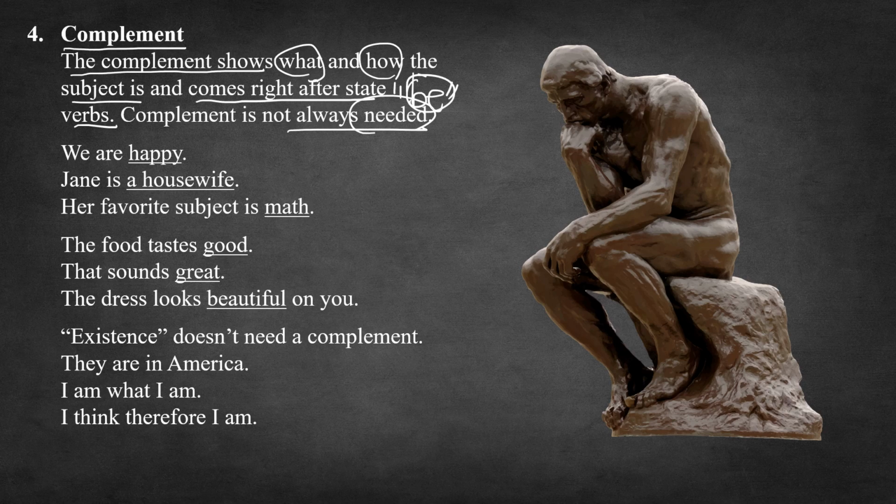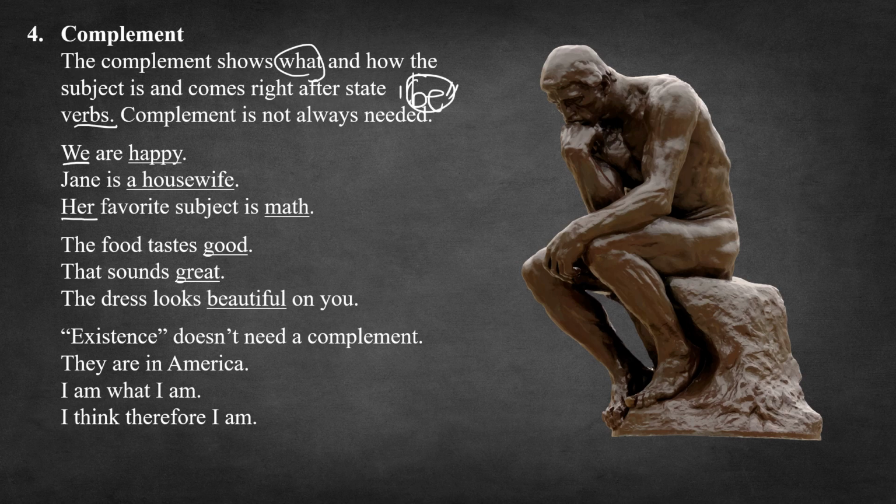In the first sentence, we are happy. Subject, verb, we are what? The information is not enough, so we need a complement, happy, after this state verb. Jane is what? The information is not enough. So this one, a housewife, is the complement. Subject, verb, okay, and then the complement.